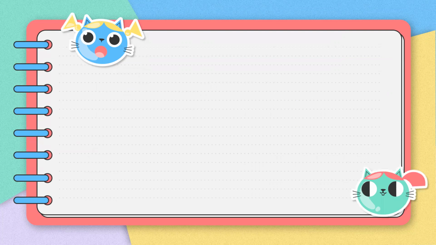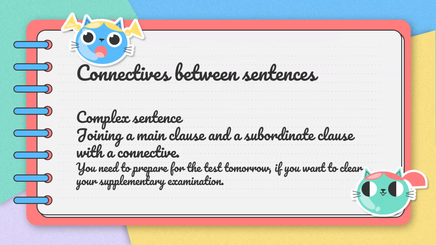So now let us move on to the other connectives within sentences. It could be in the form of a complex sentence. For example, we know that a complex sentence means that there are two clauses, the main clause and a subordinate clause, and the subordinate clause is dependent on the main clause. So the subordinate clause cannot stand on its own in terms of the meaning.